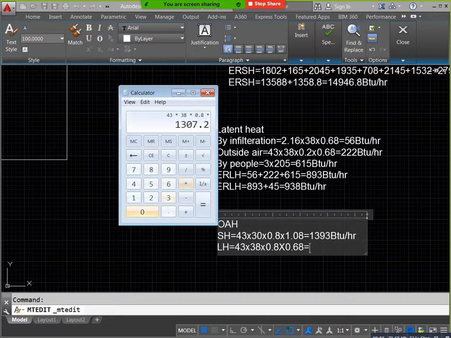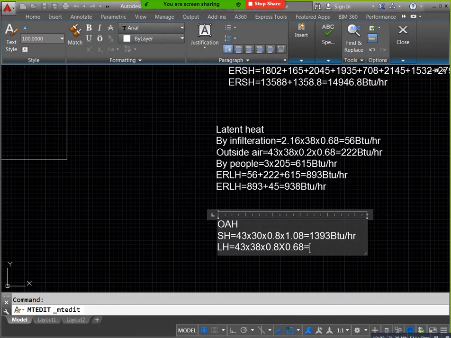Now you can calculate these two. OAH is equal to 1393 plus 889. Adding these two, we get 2282 BTU per hour, our heat flow rate. Now we have calculated all this.